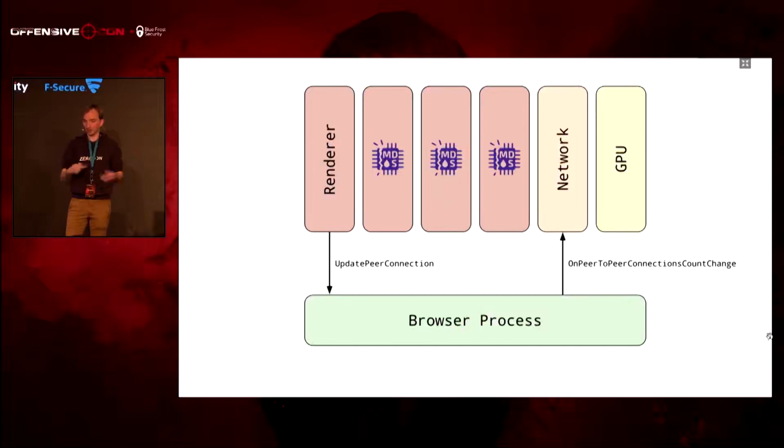So we create a WebRTC connection, and then we have this call, update peer connection, where we can say this one just connected, or this one just disconnected. And every time you send such a message, the browser process will talk to the network process saying, hey, the connection count changed between 0 and 1.